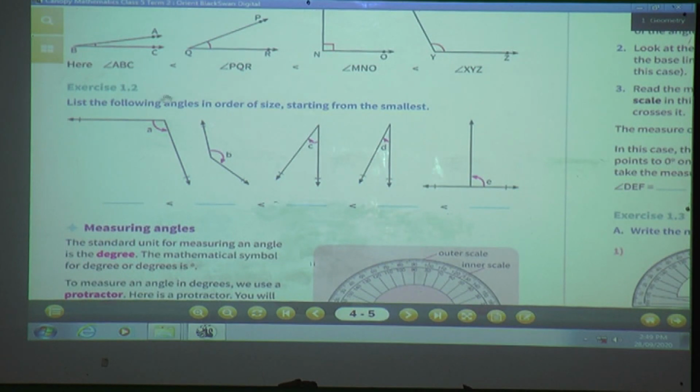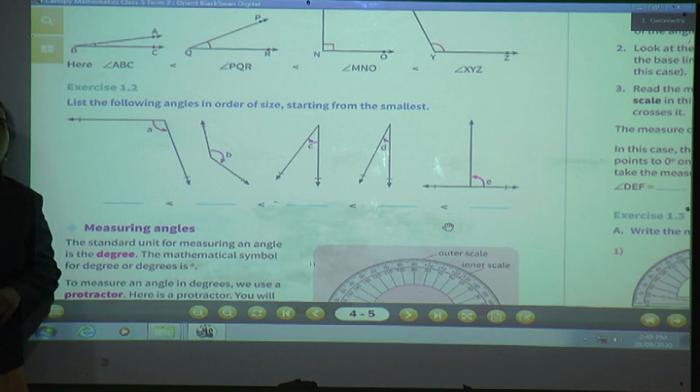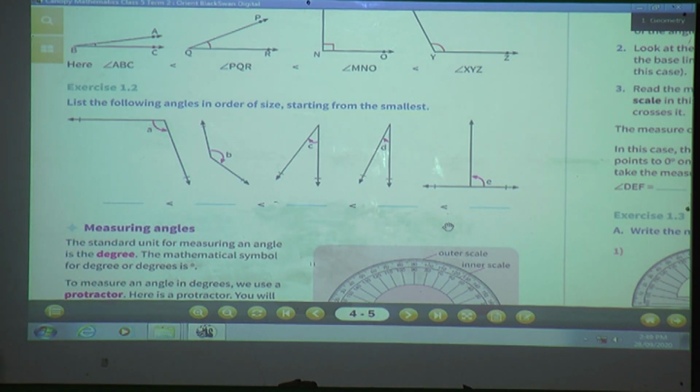Write in your textbook, exercise 1.2. List the following angles in order of sizes starting from the smallest. See, we have to arrange it in ascending order. So, will you tell me which angle is smaller? Yes students, see, here are 5 figures. Which one is the smallest angle? Yes, arrange it in ascending order.